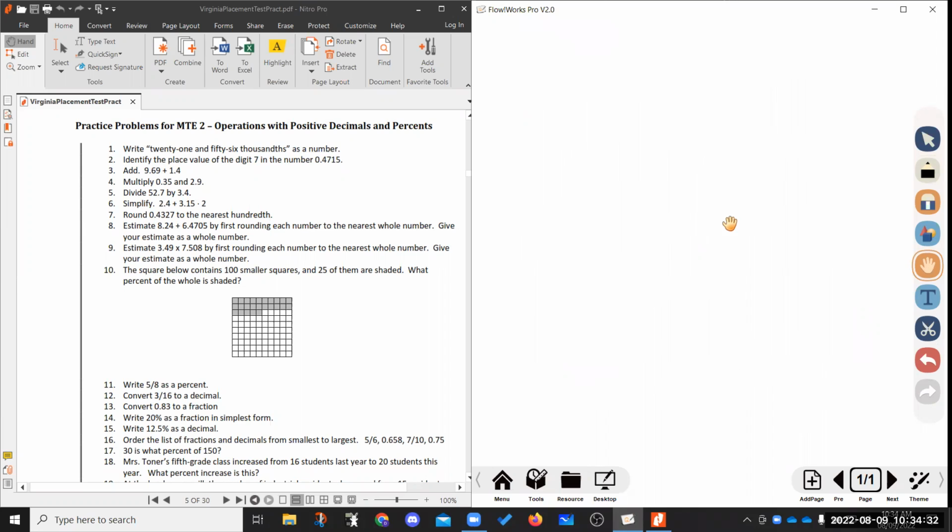So you know how to switch between fractions, decimals, and percents. Moving on to number 11. 11 asks us to write 5/8 as a percent. So 5 over 8 equals what as a percent? Well, let's divide. I want a percent, so I'm probably going to go to the nearest tenth of a percent.